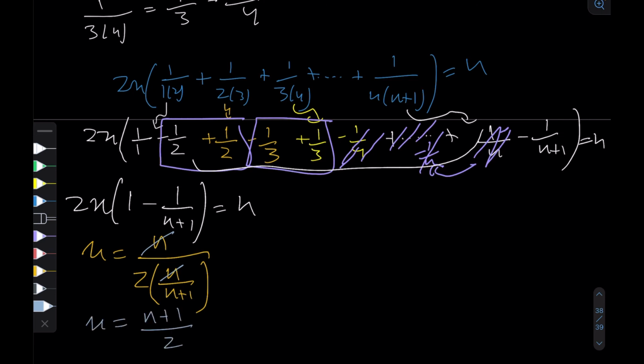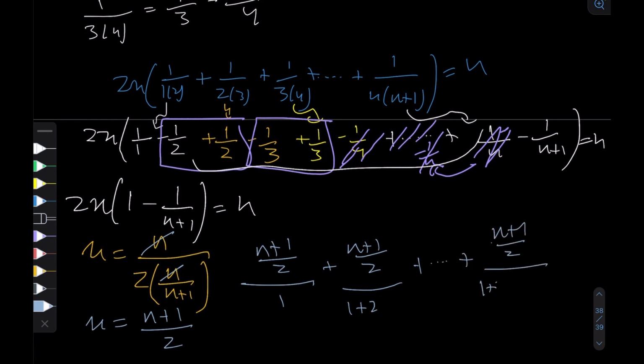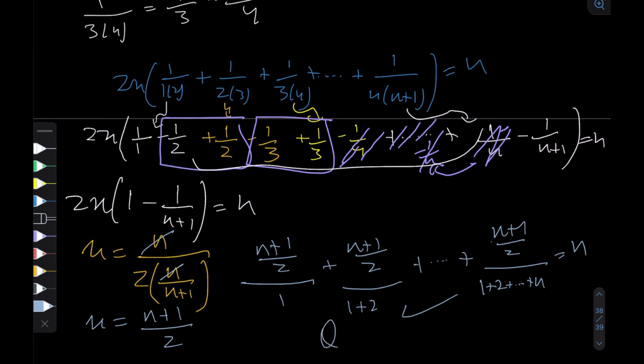In other words, if you have n plus 1 over 2 divided by 1 plus n plus 1 over 2 divided by 1 plus 2, and you continue on until n plus 1 over 2 divided by 1 plus 2 plus all the way to n, this would be equal to n. And we are done. QED.